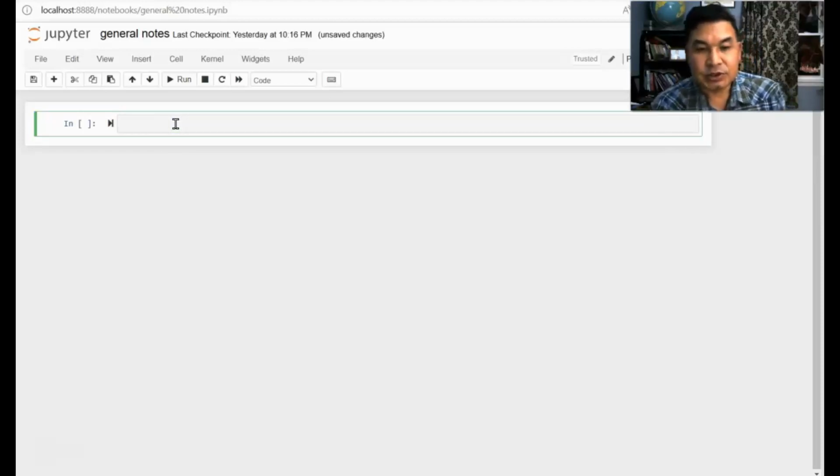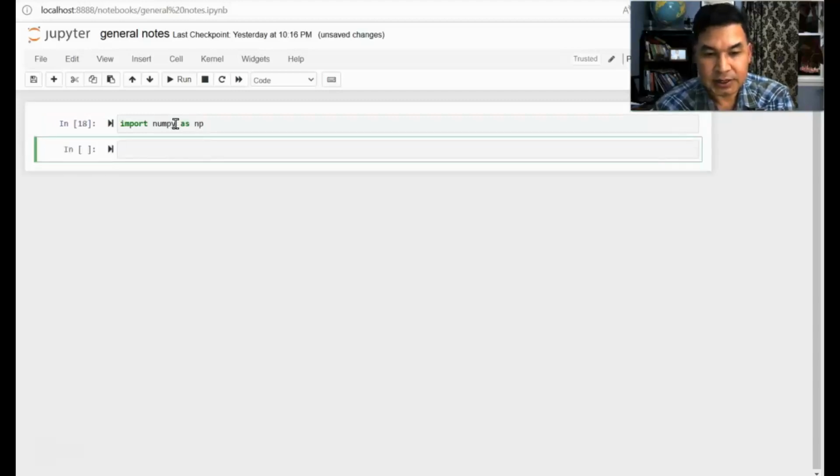So I'm using a Jupyter notebook. It comes with the Anaconda package. If you have downloaded Anaconda, you can automatically run this Jupyter notebook. First, your job is to import the necessary package. So import numpy as np. That's the only package I need, NumPy, a very useful and famous package for numerical calculations in math and physics.